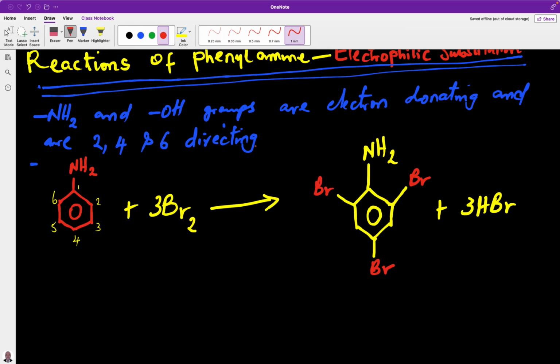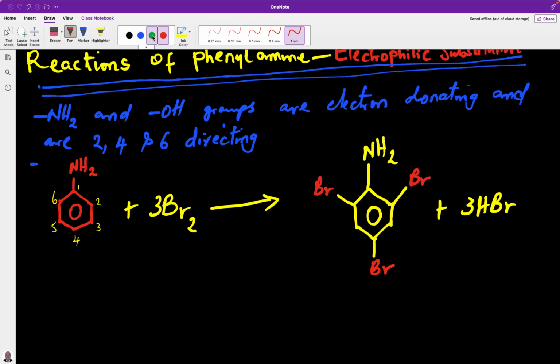Fellow learners, for phenols, that is a benzene ring and an OH group on it, they are also what we call electron donating. It will still follow this pattern of reaction. The same reaction method here will be the one in phenols too. They are electron donating, and it will be 2, 4, and 6 directing, like in this one. And here we can call this compound.